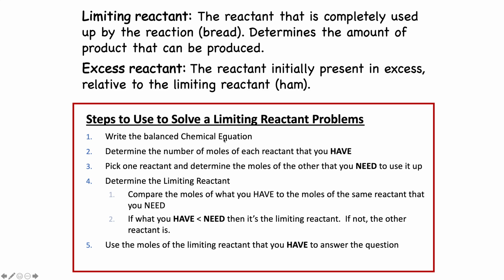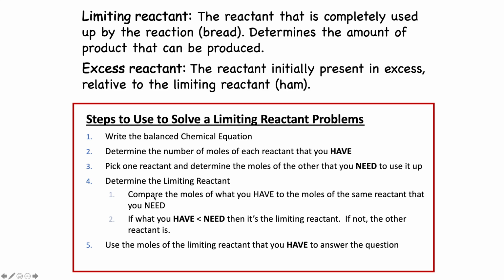First, we write a balanced equation, and we realize it's a limiting reactant. Then what we want to do is determine the number of moles of each reactant that we have. Then we arbitrarily pick 1 reactant. It doesn't matter which. There's 2 reactants. Pick 1. Find out how much of the other that you need to use it up, and then you determine the limiting reactant.